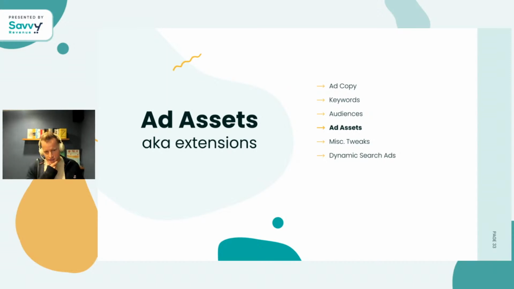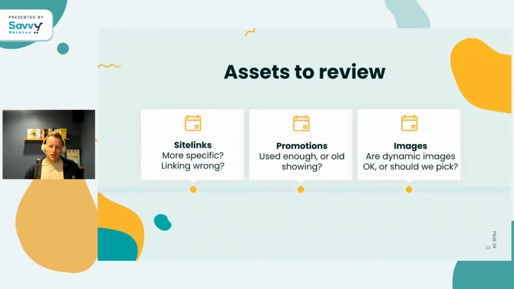Then we're going to ad extensions or ad assets. There are three primary ones you need to review on a quarterly basis. Can your site links be more specific? Are they linking wrong? Can your promotions be used more? Are there any old ones still showing? They shouldn't be, because you can schedule them. And then the images. Are any of the dynamic images okay, or should we pick?